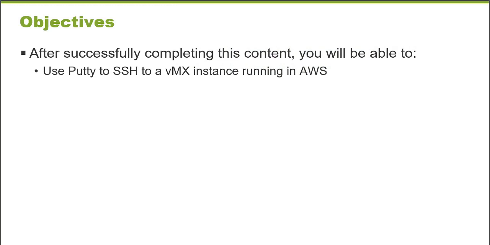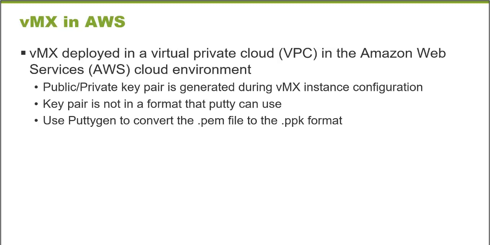After successfully completing this Learning Byte, you will be able to use a Putty client to secure shell to a vMX instance that's running in an Amazon Web Services virtual private cloud. Juniper Networks has made an Amazon machine image compatible version of the vMX platform available in the Amazon Web Services marketplace, so you can deploy a vMX inside of your Amazon Web Services virtual private cloud.